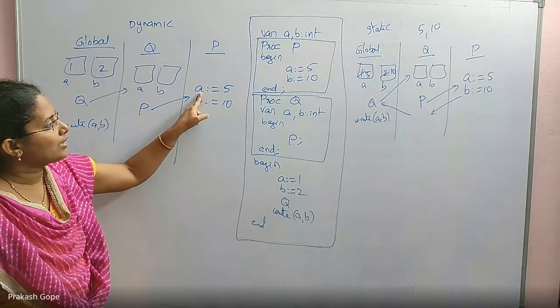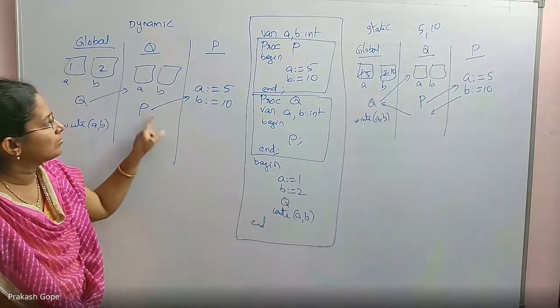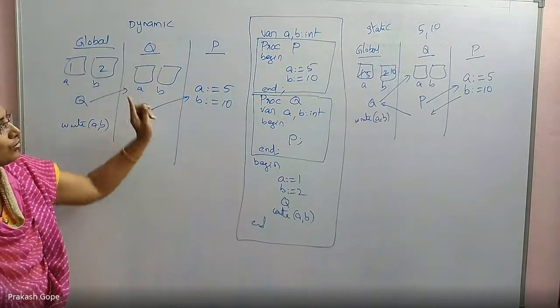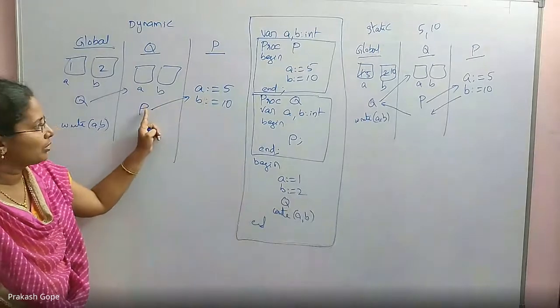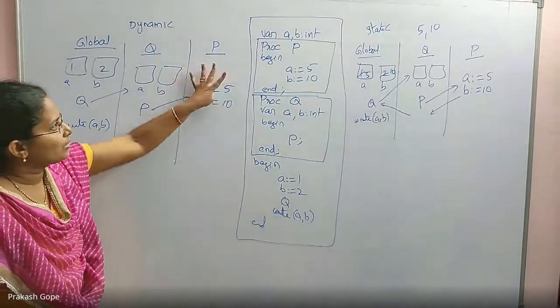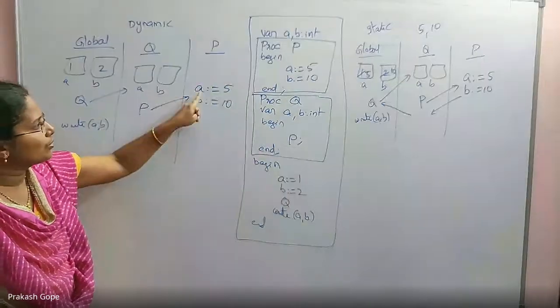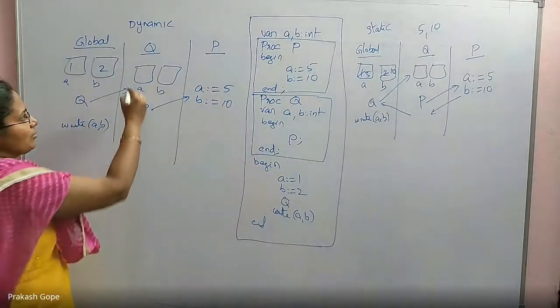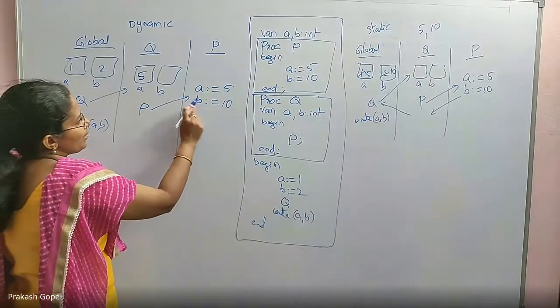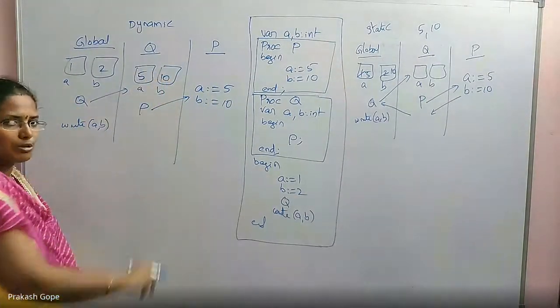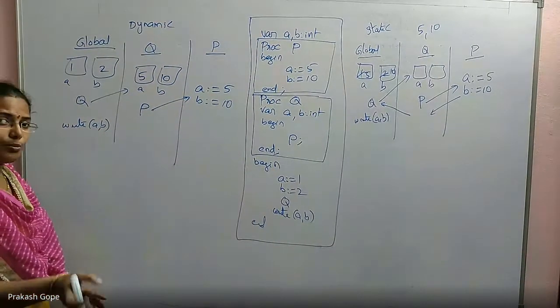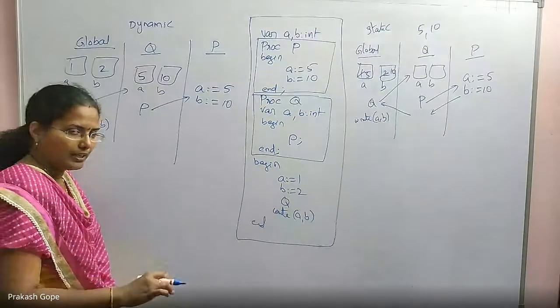Who is the calling environment for P now? Calling environment is Q. The call is from Q. Because of this call I jumped. So for this, calling environment is Q. So Q's A must be assigned with 5, and Q's B must be assigned with 10. This is dynamic scope. Static scope is outer block, dynamic scope is calling environment.